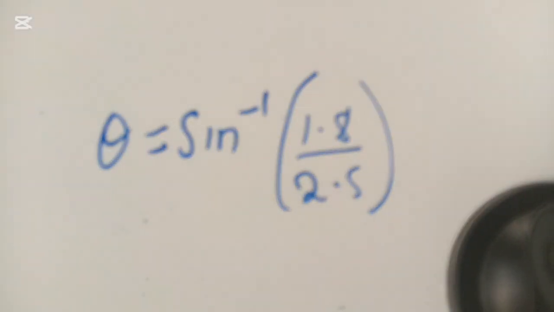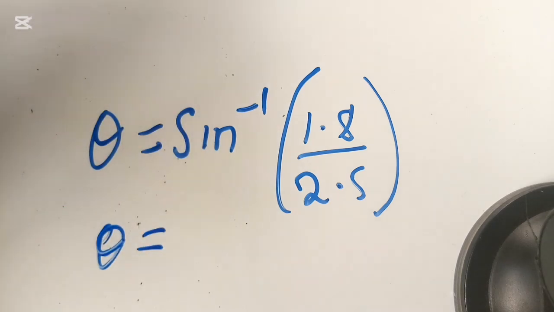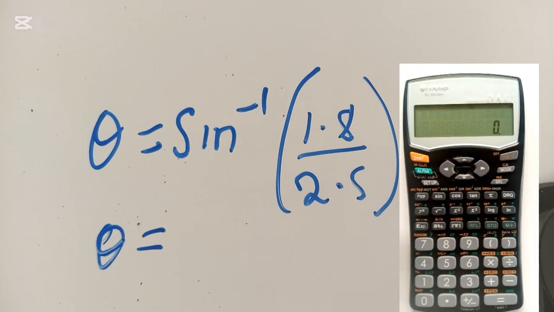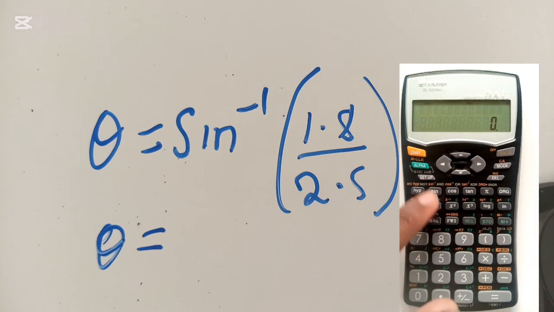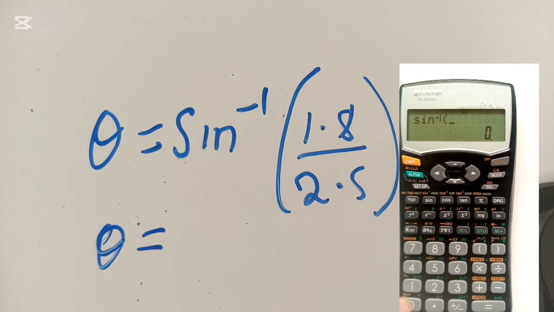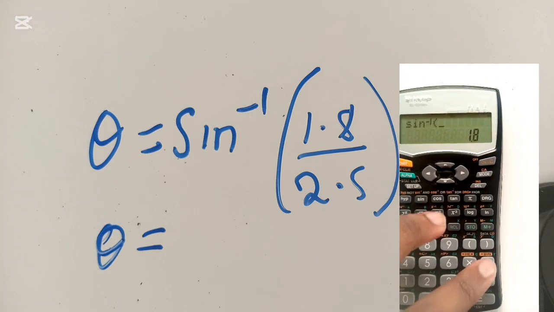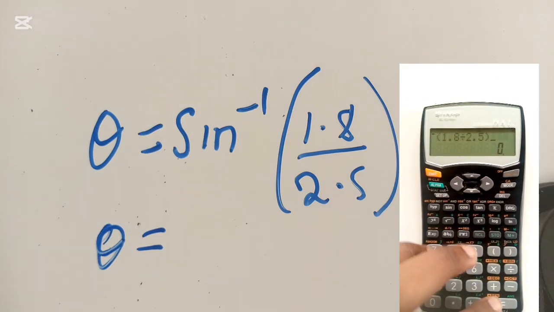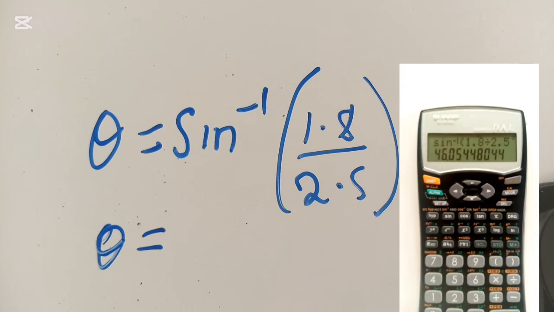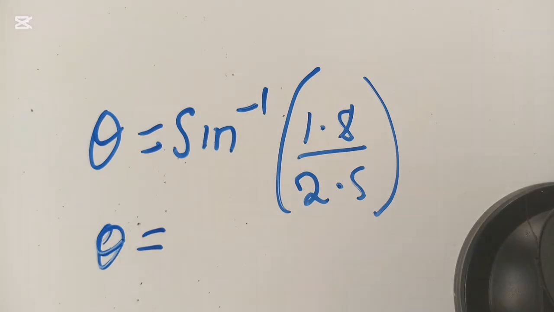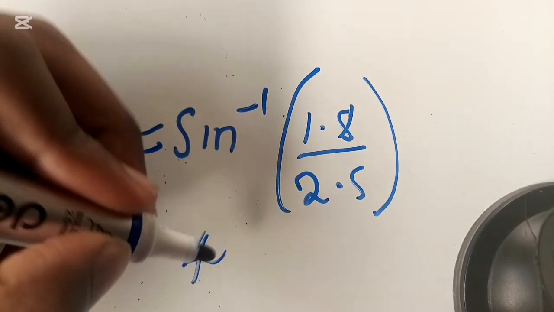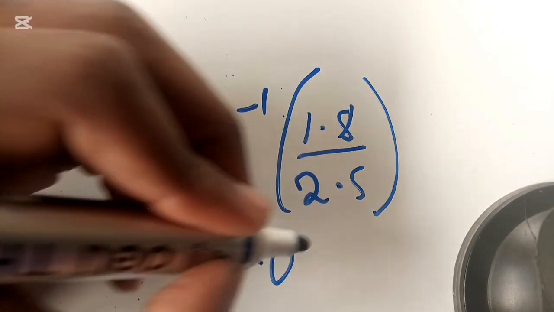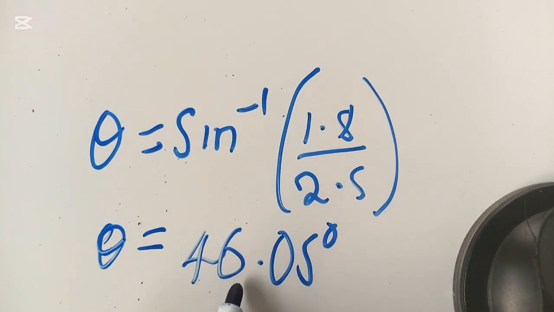So now we're going to solve this. To solve this, I will show you in the calculator. So here's a picture of what we do. We're going to say the inverse of sine, which is going to be 1.8 divided by 2.5, which is going to give us 46.05. So therefore our angle is 46.05 degrees.